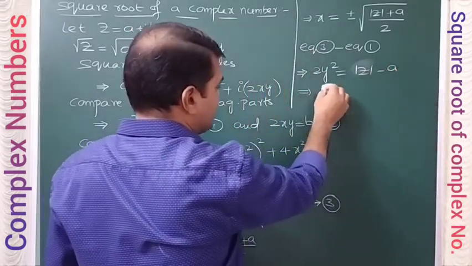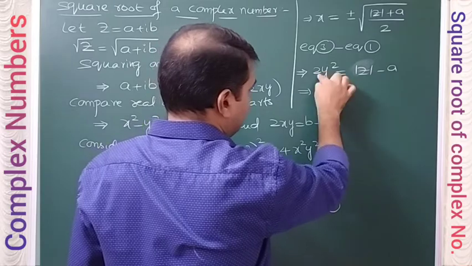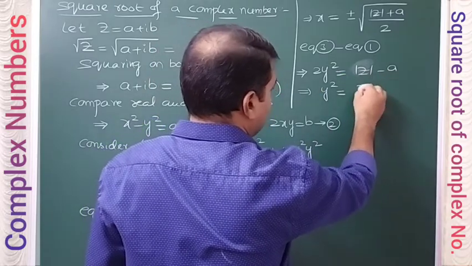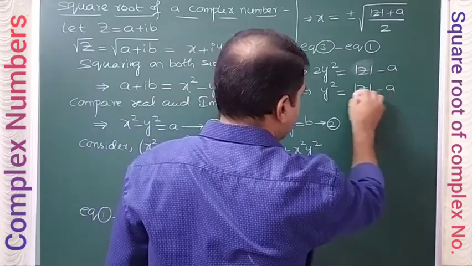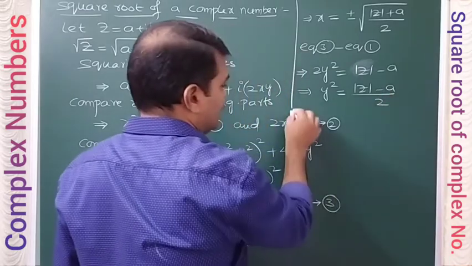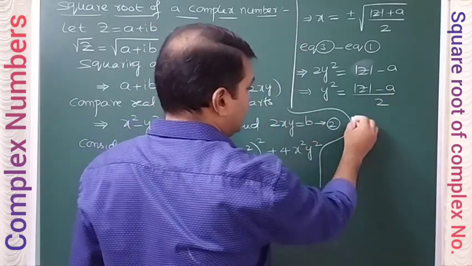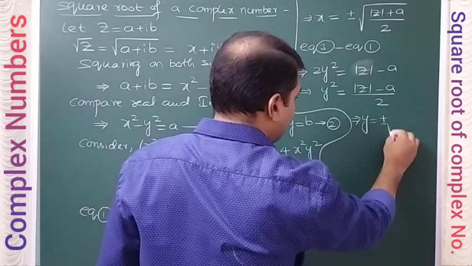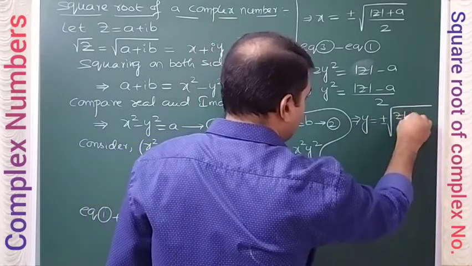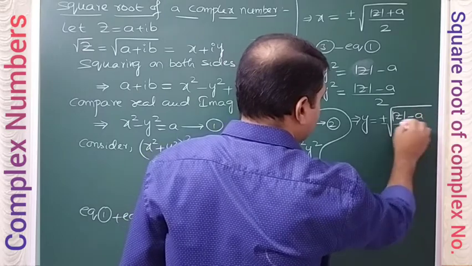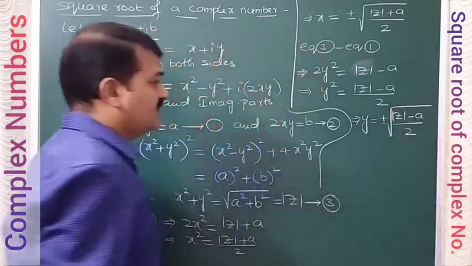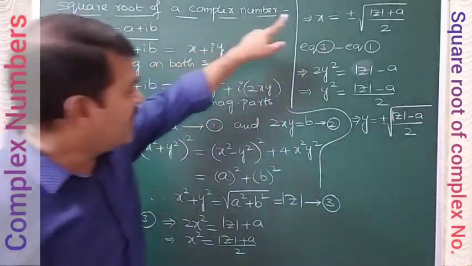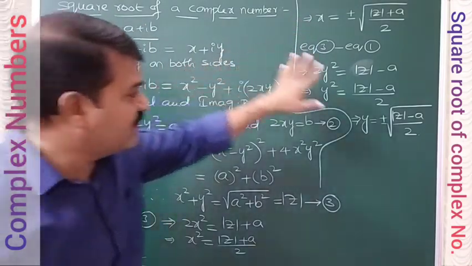So this is 2y² = |z| − a. So y² = (|z| − a)/2. Then what is going to be the y value? y will be ±√((|z| − a)/2). So we got the x value, we got the y value.